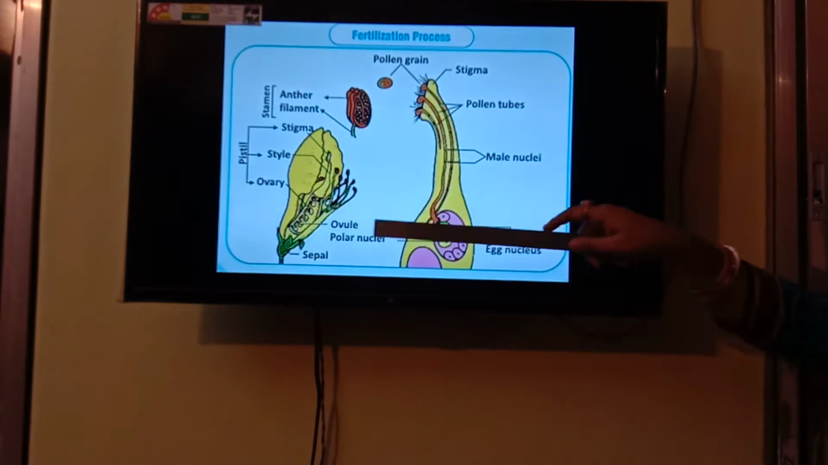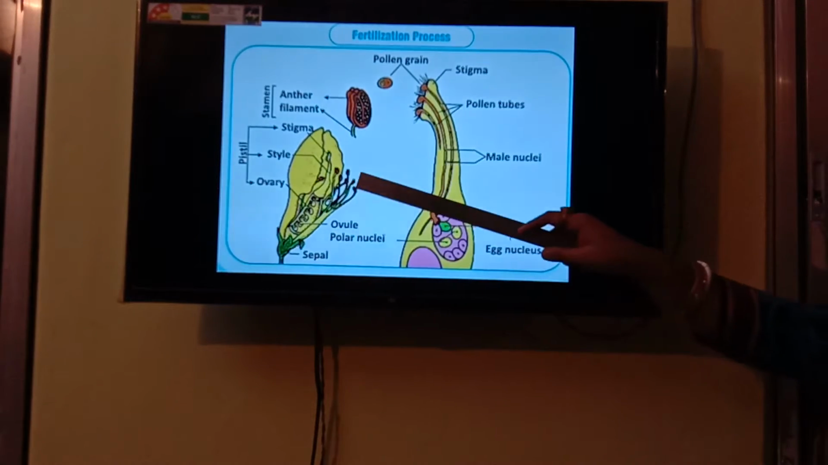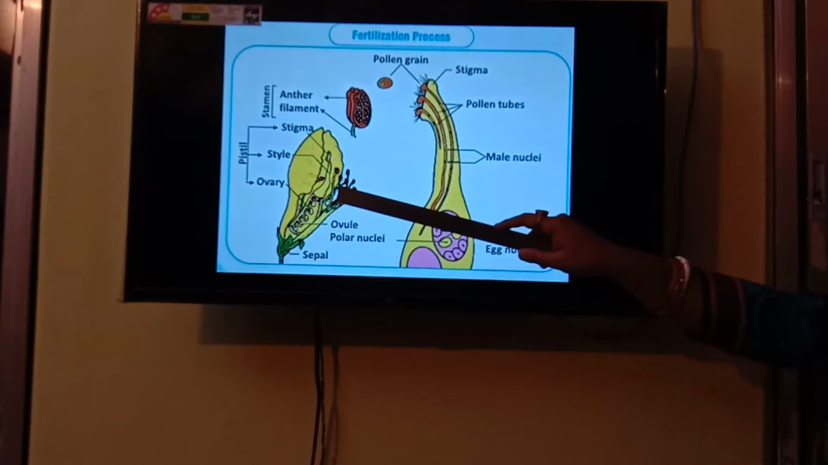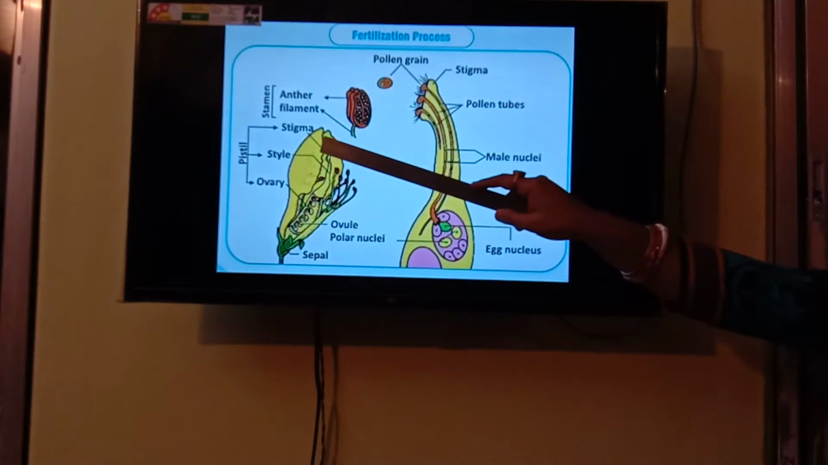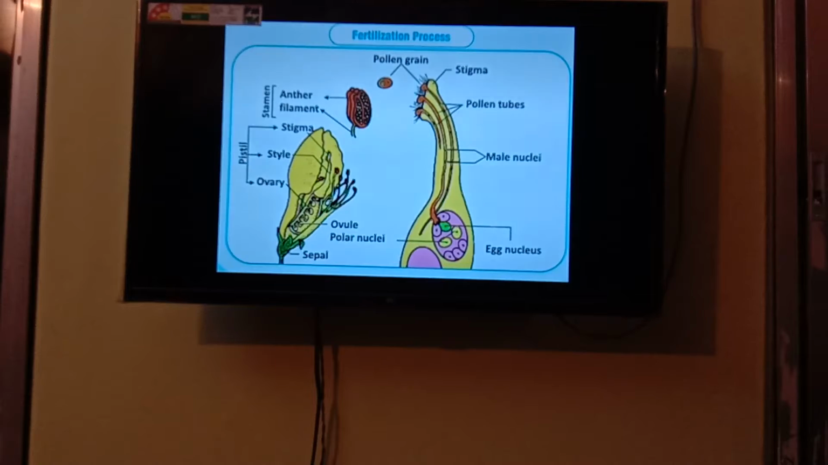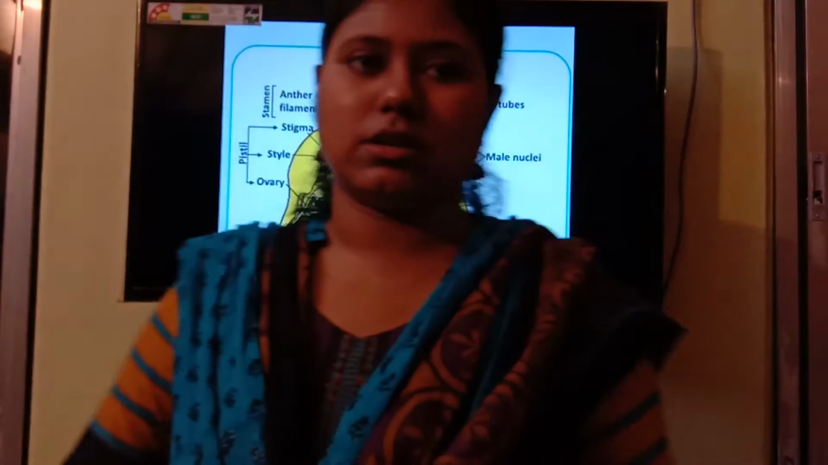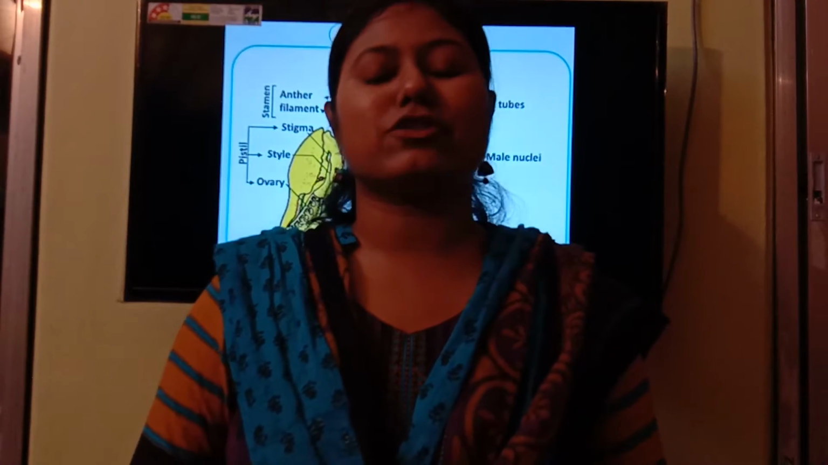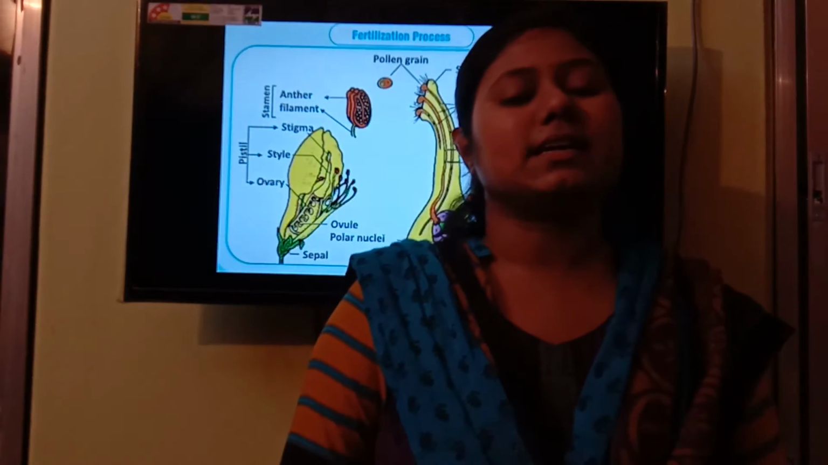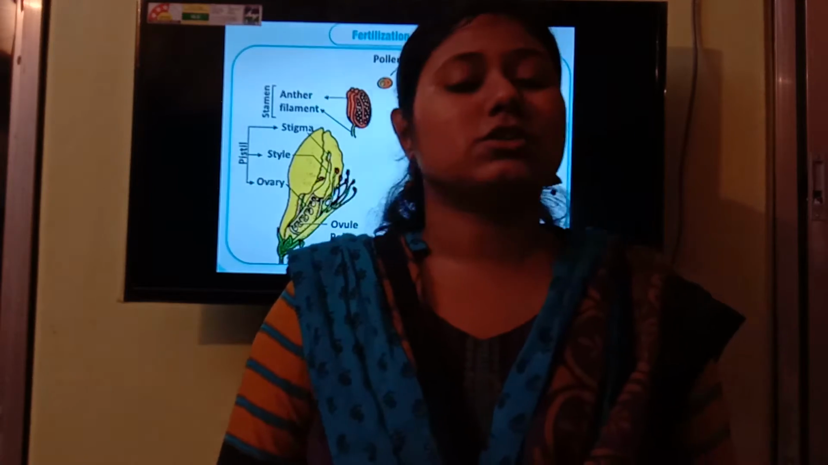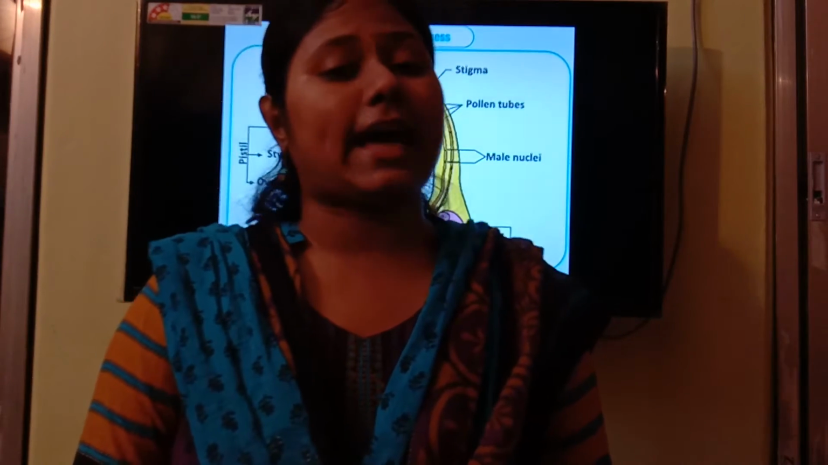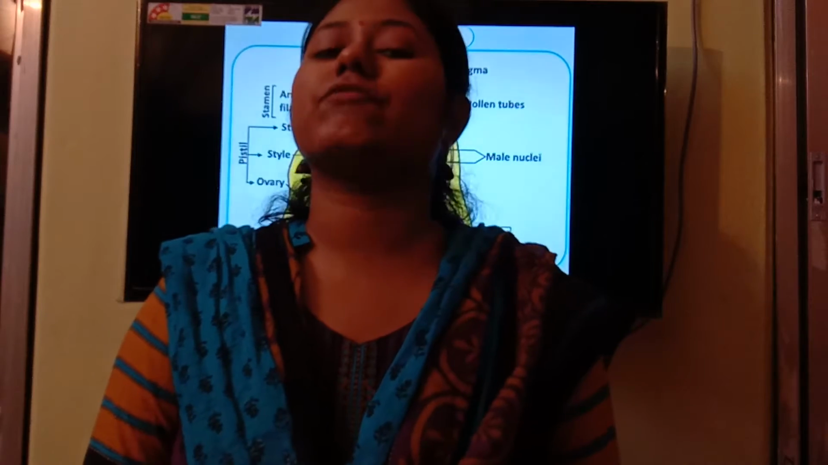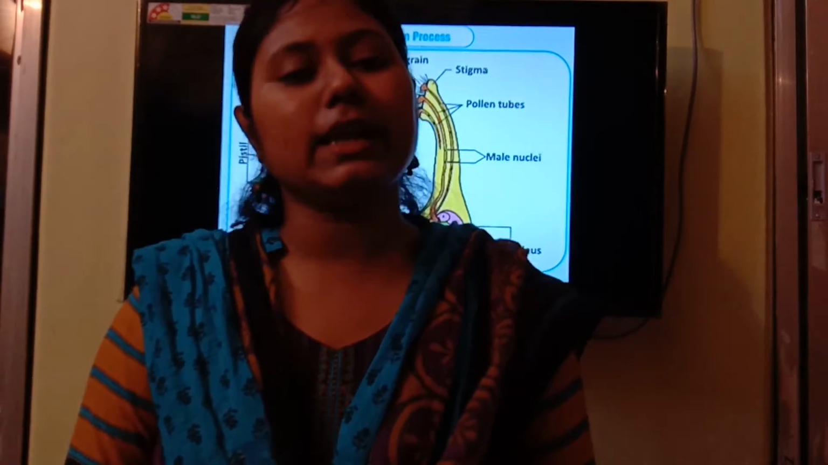And this is the female part, the gynoecium. Gynoecium contains the basal ovary, the stalk-like style, and at the top the stigma. Now I will tell about fertilization. The fusion of the male gamete with the female gamete to produce the zygote is called fertilization. So what is fertilization? The zygote formation through the fusion of male and female gametes.